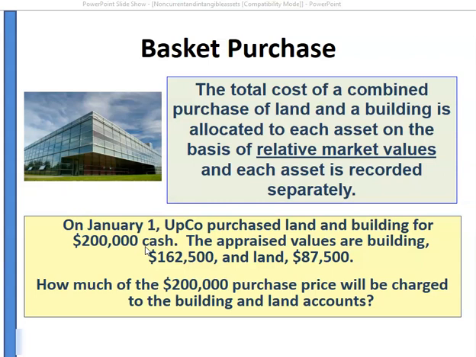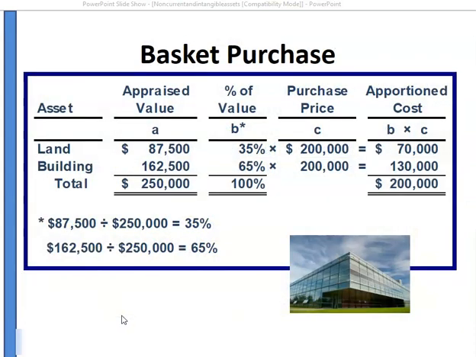And so between the two of these items, we can only put those on the balance sheet for a grand total of $200,000 because that's what we gave up in cash. However, it says the appraised values are building $162,500 and land $87,500. The question says how much of the $200,000 purchase price will be charged to the building and land accounts.